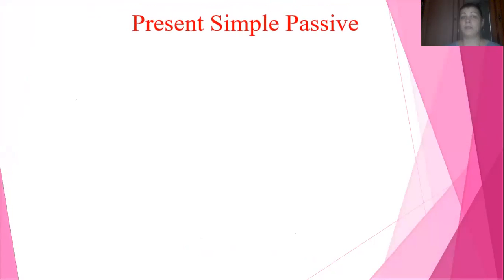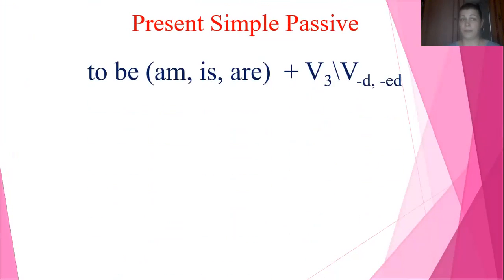Let's study the present simple passive. The formula for the present simple passive is to be in its personal forms am, is, are, plus the main verb in the third form or with ending -ed. I hope you remember the difference.